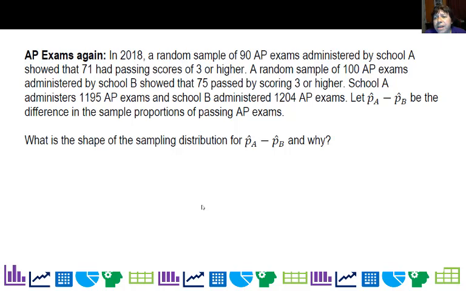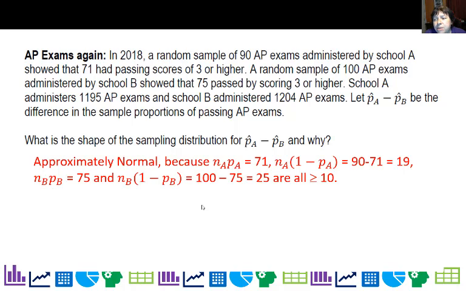School A administers 1,195 AP exams, and School B administered 1,204 AP exams. So we're going to let proportion of A minus proportion of B be the difference in the sample proportions of passing exams. So what is the shape of the sampling distribution for the difference and why?